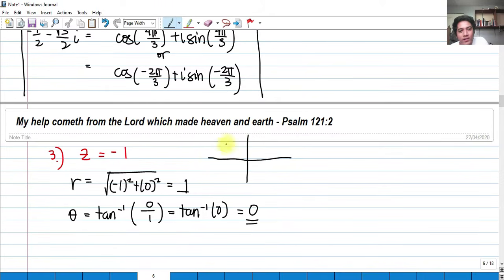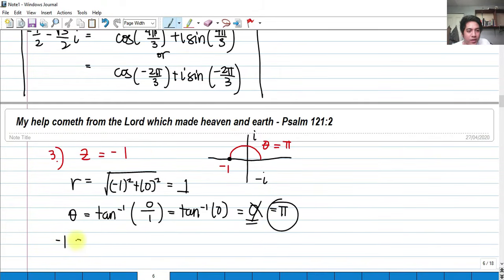If we plot it, this is our imaginary axis, this is our positive x-axis, and this is negative 1, which is located here. If we measure the angle with respect to the positive x-axis, that is not equal to 0. That is simply equal to pi. Our definition of theta is the angle from the positive x-axis. So this is our negative 1, and our answer here should not be 0, but rather pi. The angle is actually pi.